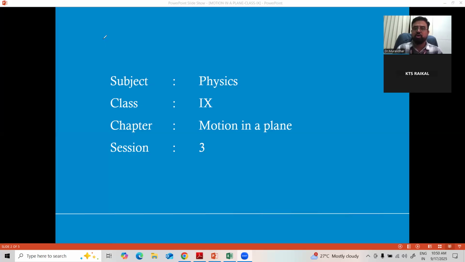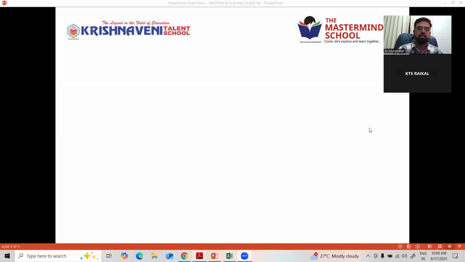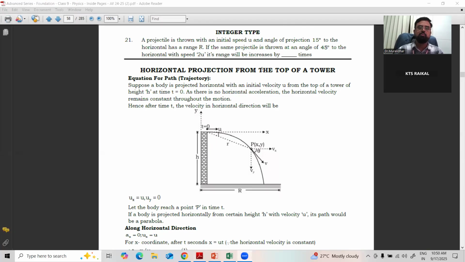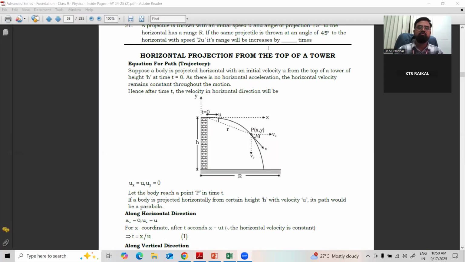We also derived the ax plus bx square form. But now the second type of motion is a little different, which is horizontal motion. So today we are going to discuss the horizontal motion from the top of a tower. After discussing the first part, the projectile motion, we are now discussing horizontal motion, which is on page number 54 of the material.